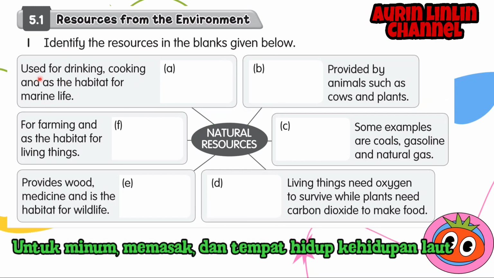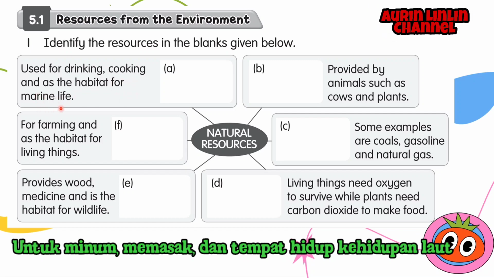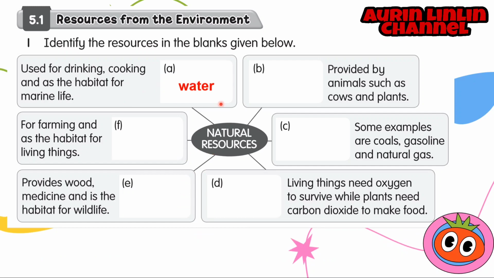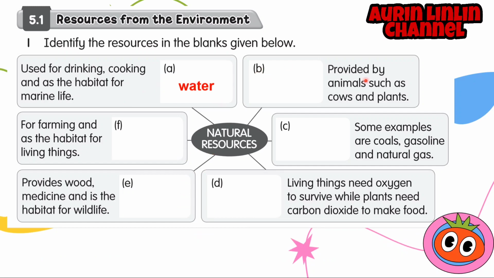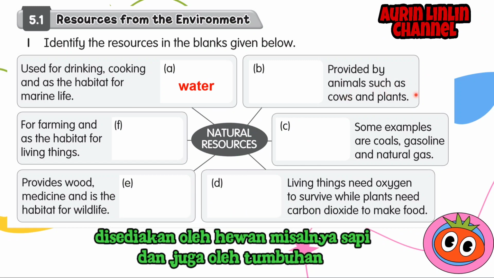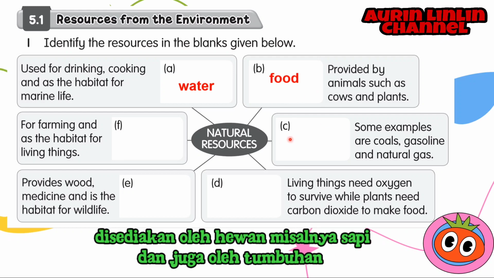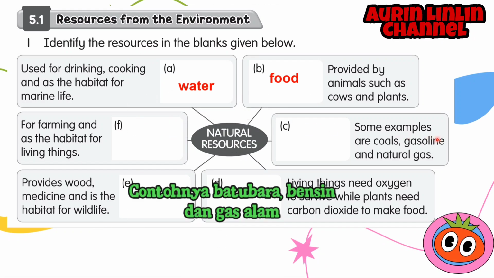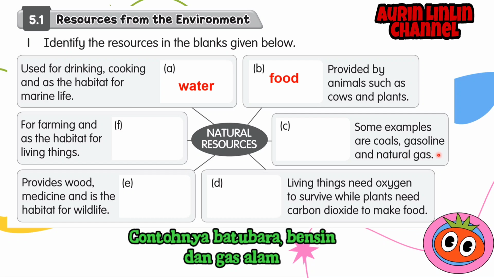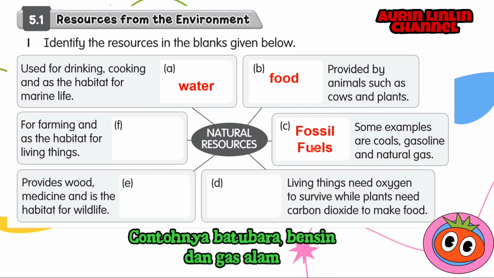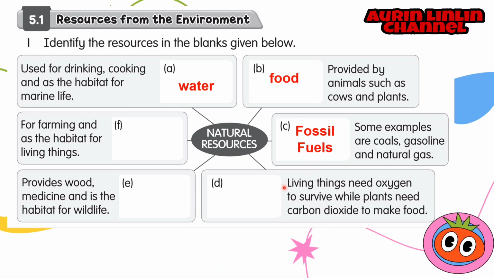A. Used for drinking, cooking, and as the habitat for marine life, and the resource is water. B. Provided by animals such as cows and plants, and the resource is food. C. Some examples are coal, gasoline, and natural gas, and the resource is fossil fuels.